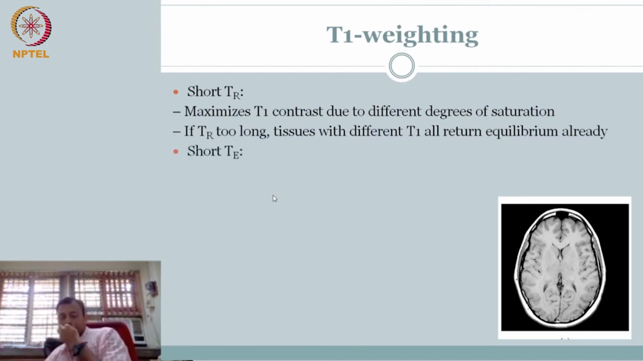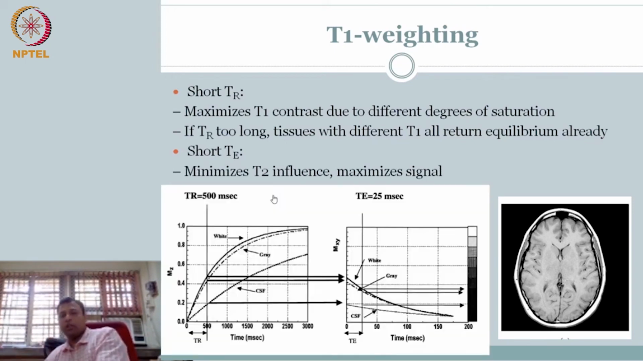Next, of course, you have to minimize the effect of T2. How do you minimize the effect of T2? Like proton density, short TE. If I don't have time for echo, then this T2 effect will be minimized. When we wanted T2 effect, we wanted long TE. So if I don't want T2 effect, I want short TE. It's a natural extension from what we covered. Minimizing T2 means your signal is also going to be good.